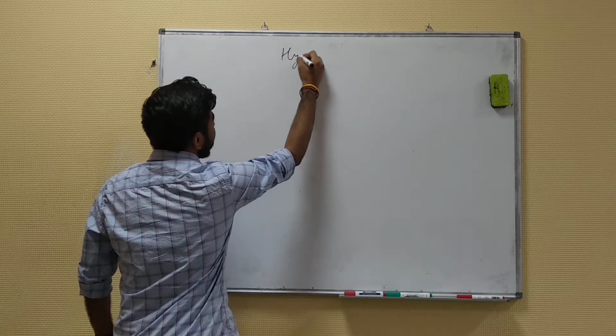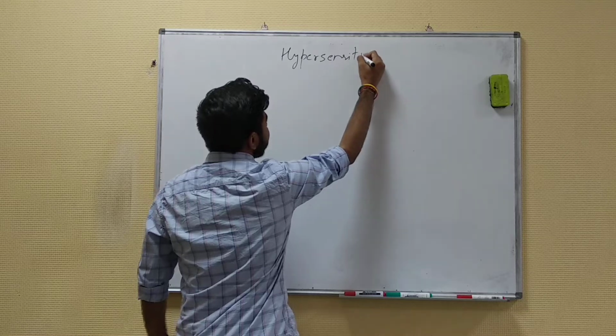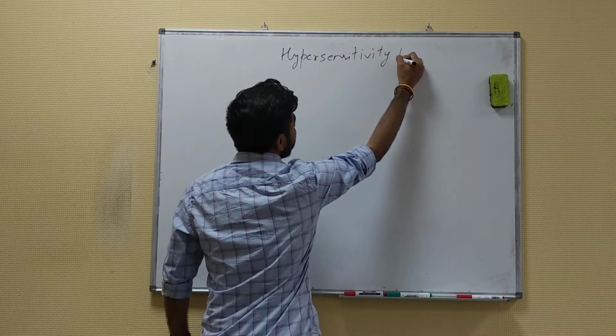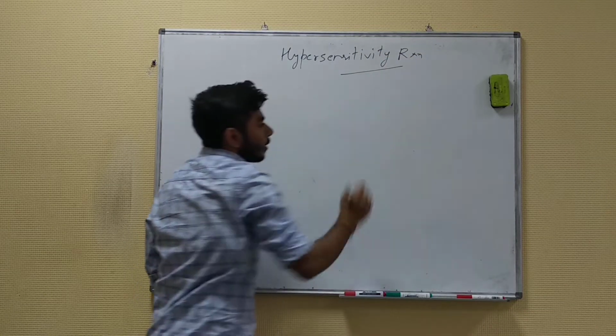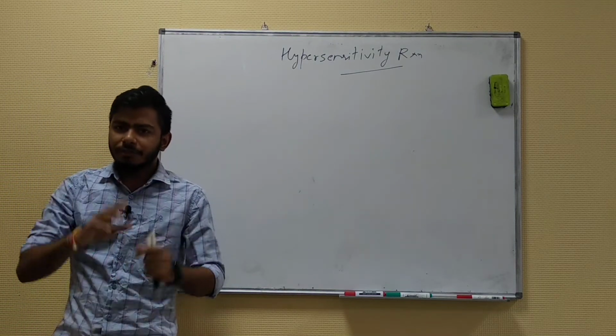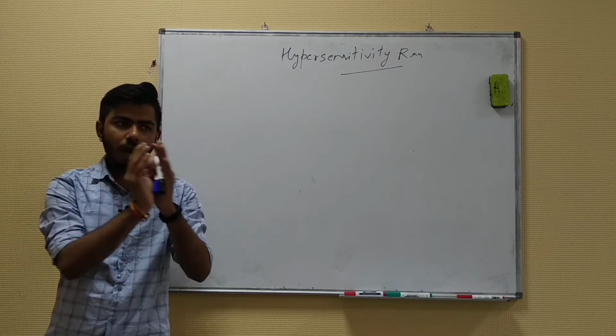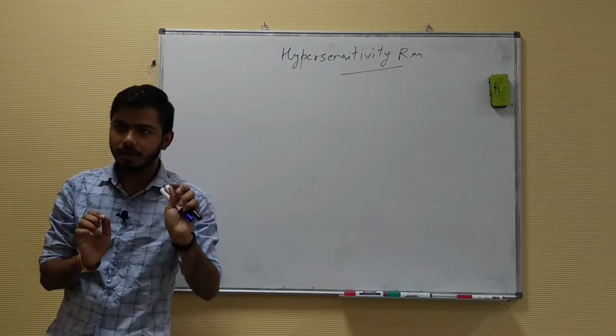Reactions we have. So we have 5 kinds of hypersensitivity reactions, but usually we don't talk about the 5th type. I will be talking about the difference: type 5 hypersensitivity is quite similar to type 2 hypersensitivity. What will be the difference? I will be talking about that.